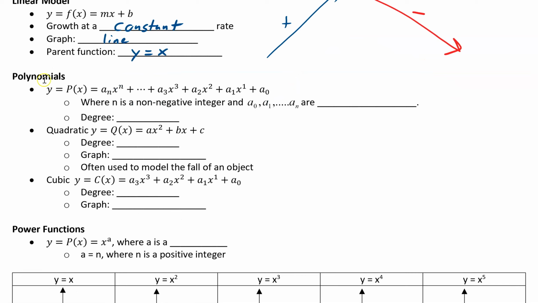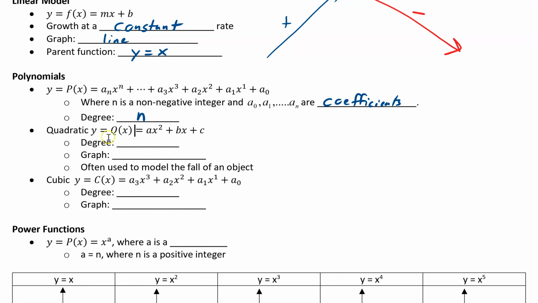Our next function is polynomials. Polynomials have whole number exponents here, like 0, 1, 2, 3, all the way to n. And our n is a non-negative integer. That's another way of just saying whole number. And a0, a1, an are called our coefficients. The degree of our polynomial is n.